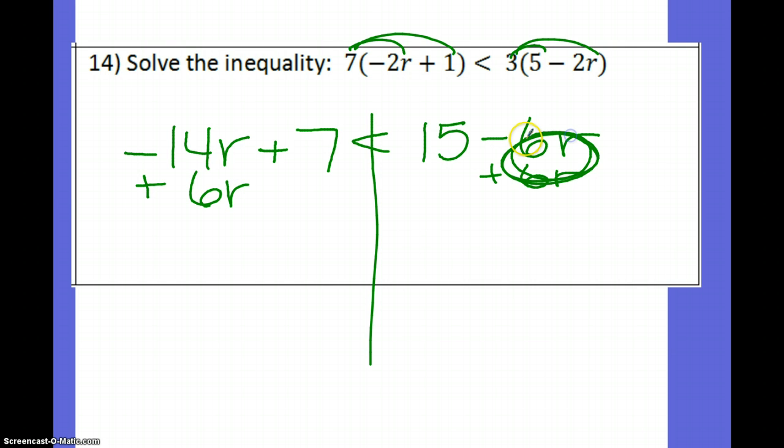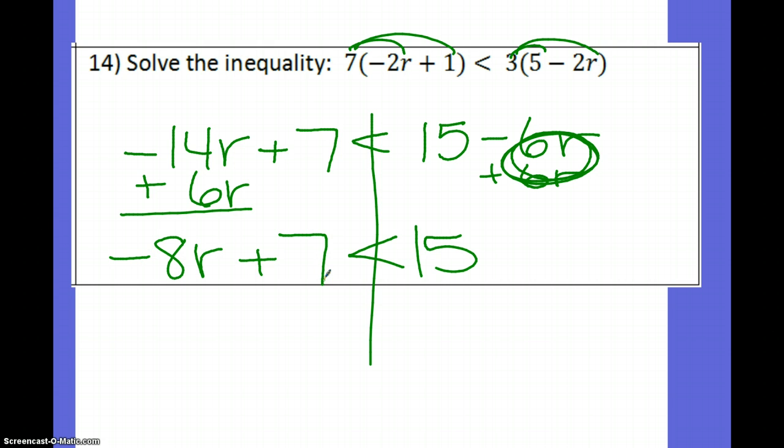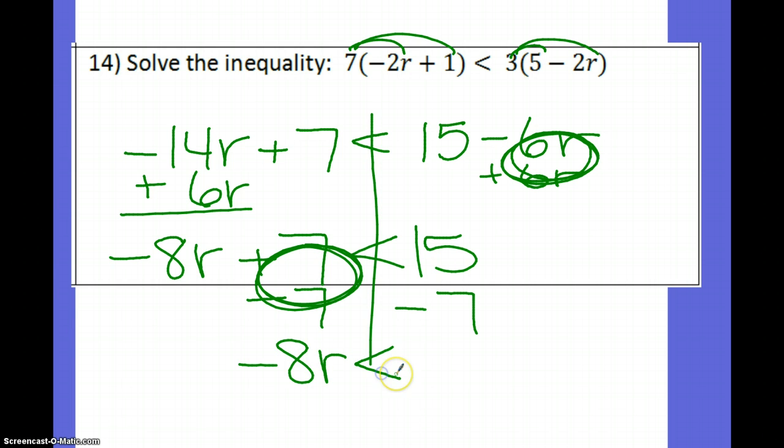We get 0 here. 15. This gives us negative 8r plus 7. And now we need to get rid of negative 8 and 7. So we first subtract 7 to get 0. And so negative 8r less than 15 minus 7 is 8. And the last thing we need to do is divide out negative 8 on both sides, because negative 8 right next to r means it's multiplying.